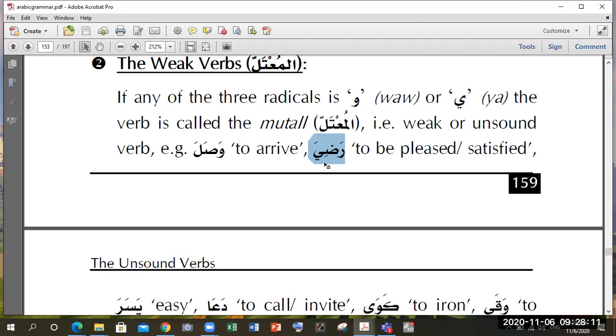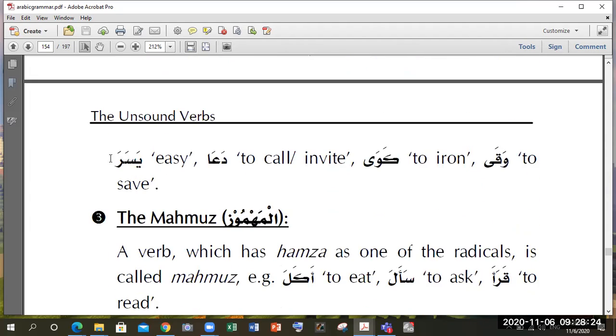We always say Abu Bakr radiyallahu anhu, right? May Allah be pleased with him. This is a dua, right? So radiya means to be pleased with someone. Okay, let's go next. Yasara. Yes, again it's mu'tal because of the ya present in the beginning.